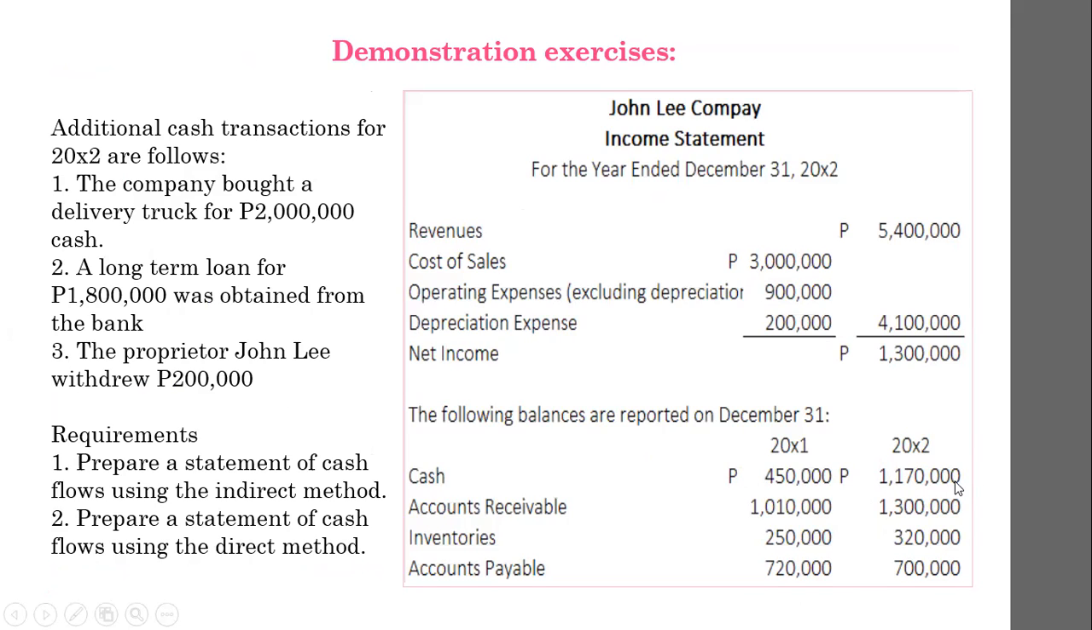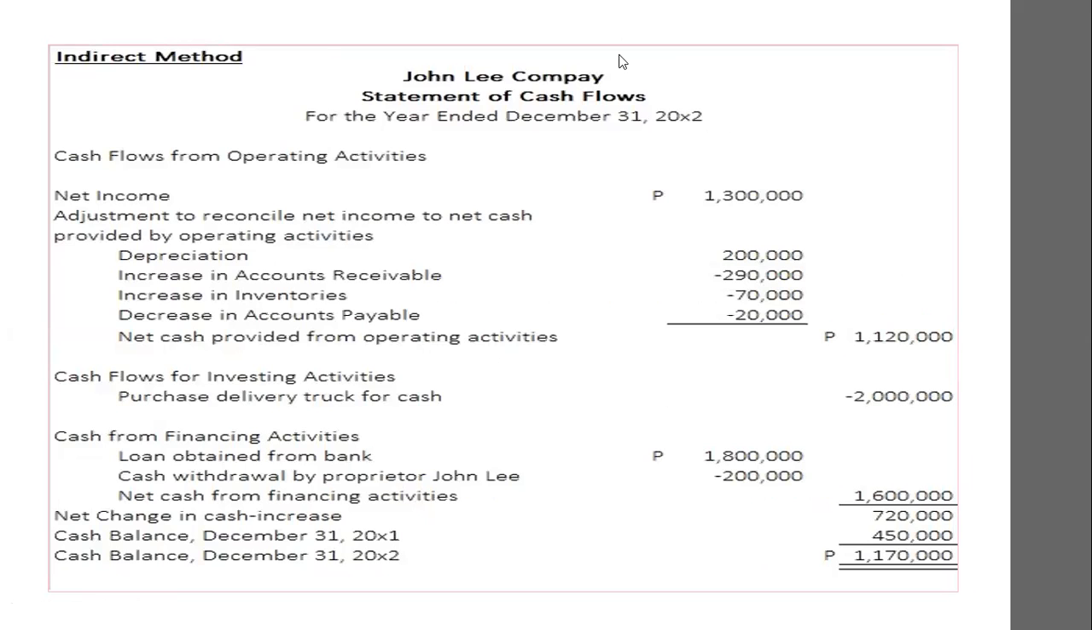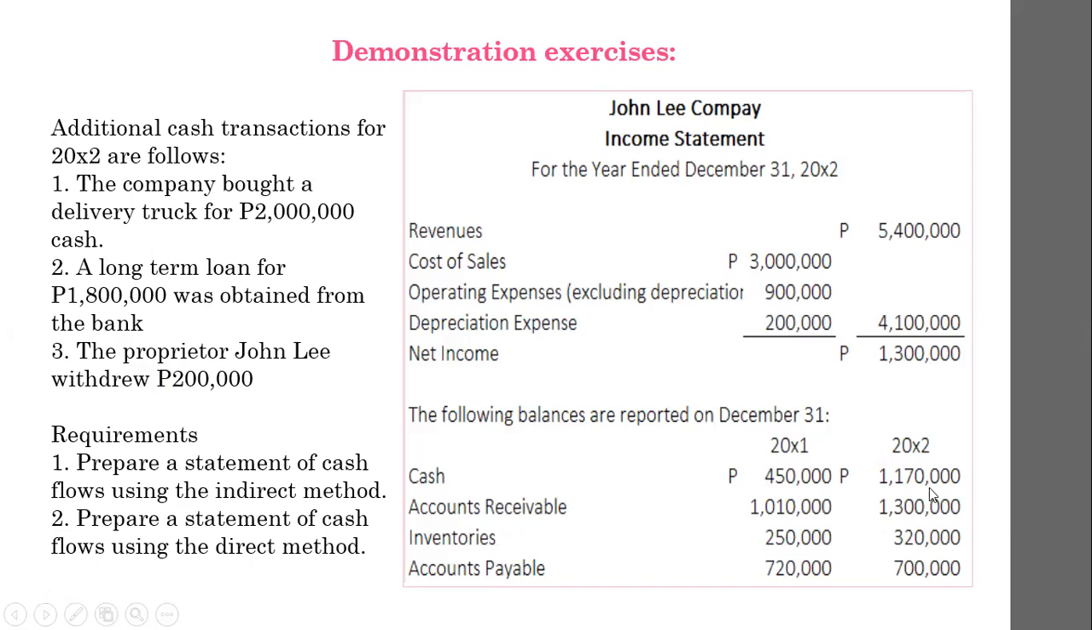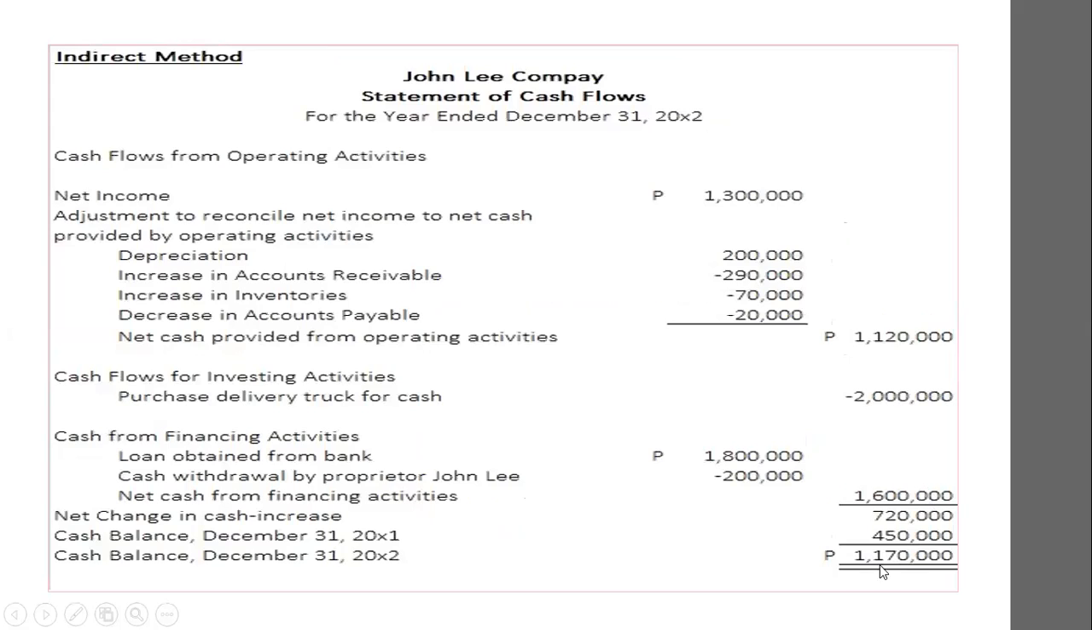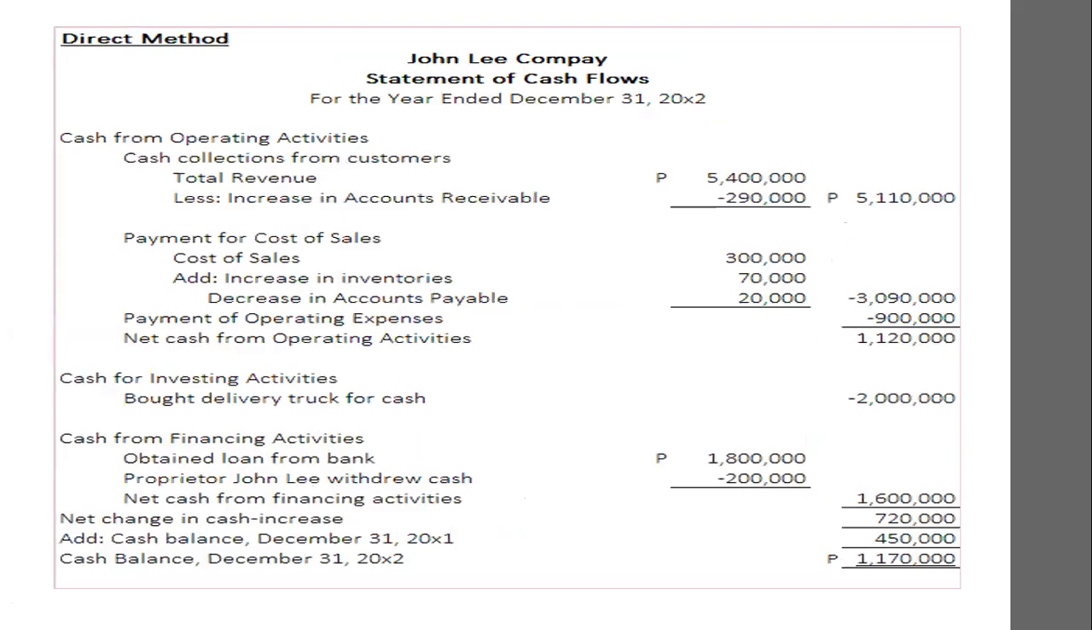Kaya sabi ko sa inyo, para siyang balance sheet po. Dapat po magbabalance yung ginagawa nating statement of cash flows sa cash balance ending. Okay? 1,170,000. Okay? So, I hope clear po tayo sa indirect method. So, now let's proceed to direct method. Okay? So, saan nanggaling to?